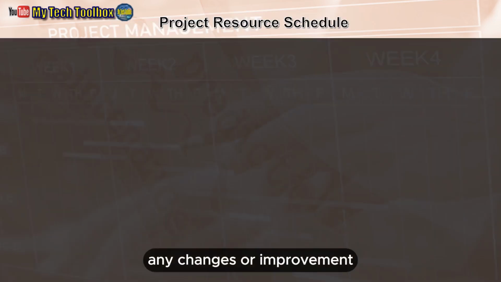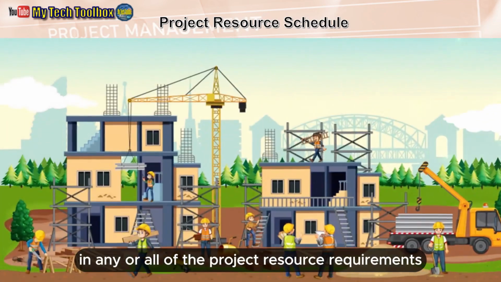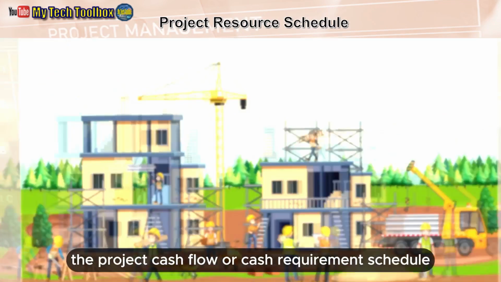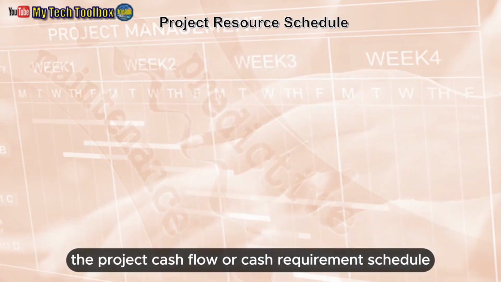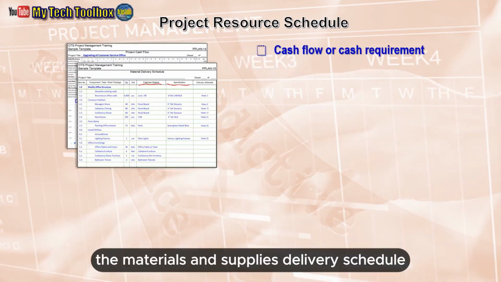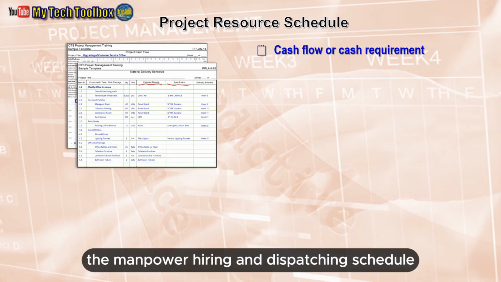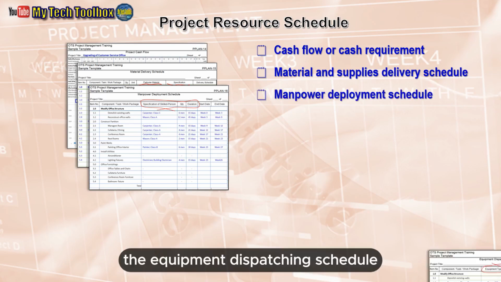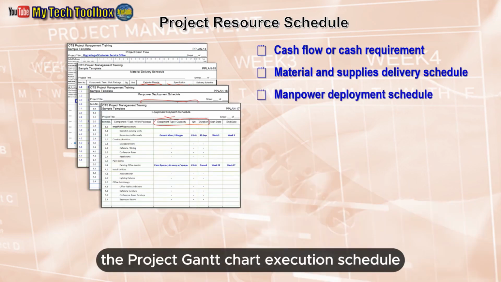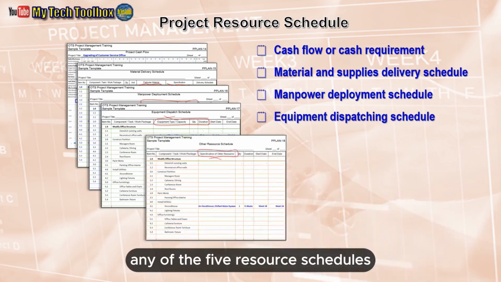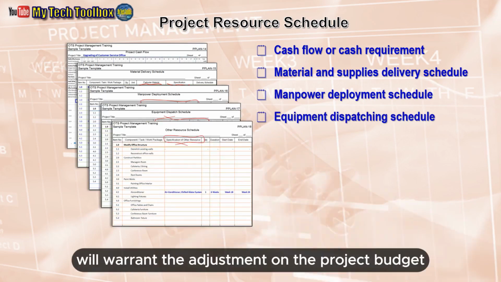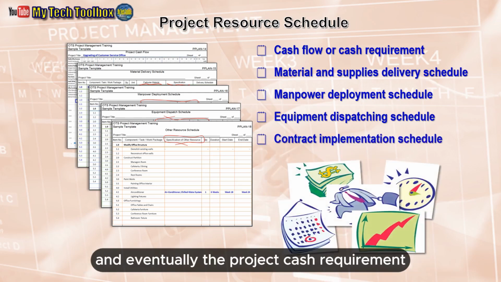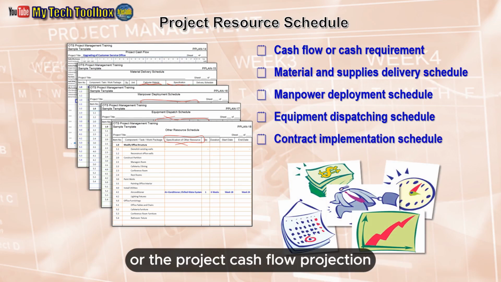Any changes or improvement in any or all of the project resource requirements will have impact on the following: the project cash flow or cash requirement schedule, the materials and supplies delivery schedule, the manpower hiring and dispatching schedule, the equipment dispatching schedule, the project Gantt chart execution schedule. Any of the 5 resource schedules will warrant the adjustment on the project budget and eventually the project cash requirement or the project cash flow projection.